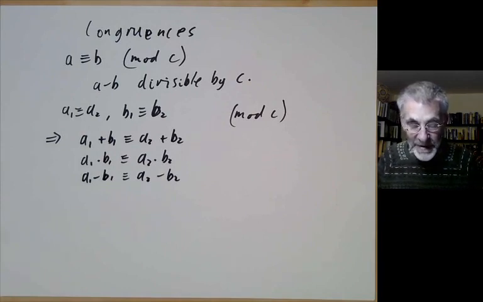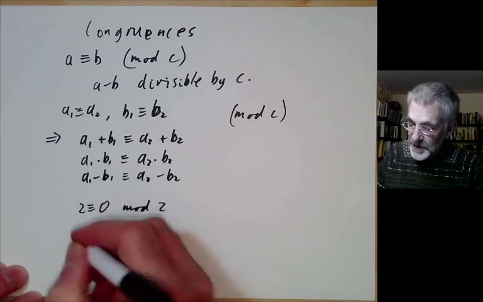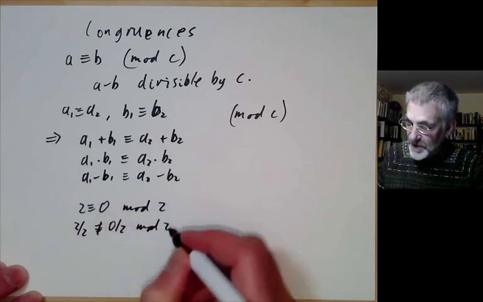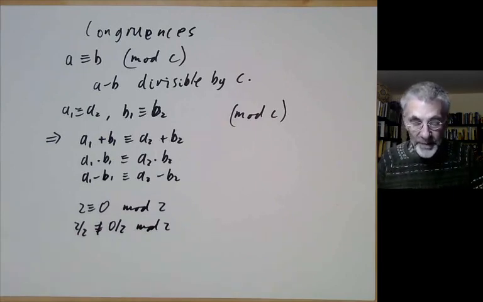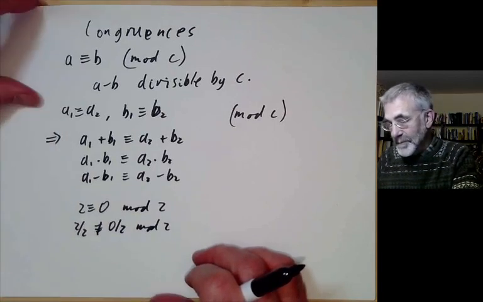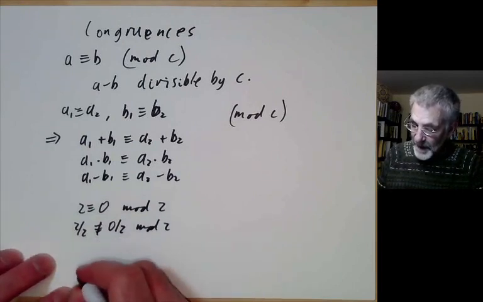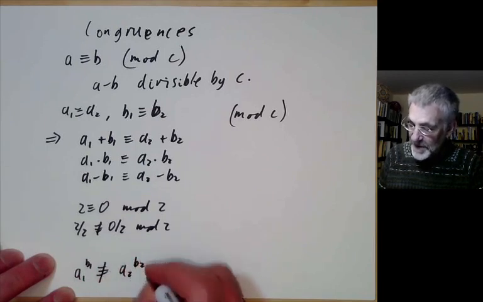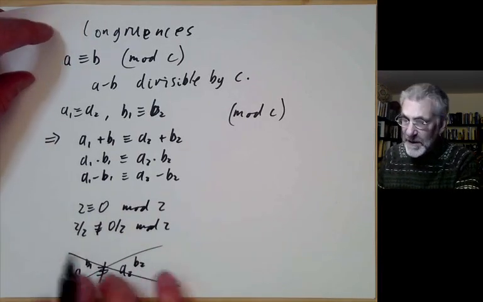Division isn't necessarily preserved. For instance, we notice that 2 is congruent to 0 modulo 2, but 2 divided by 2 is not congruent to 0 divided by 2 modulo 2. That's just 1 is not congruent to 0. There's one thing you've got to be careful of that we'll see quite often: A1 to the B1 is also not necessarily congruent to A2 to the B2. So congruences don't work for exponentiation. We'll see a variation that does work for exponentiation a bit later.